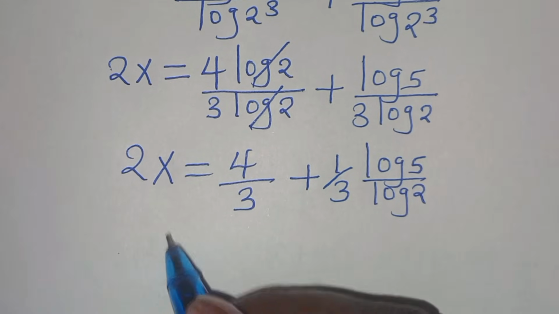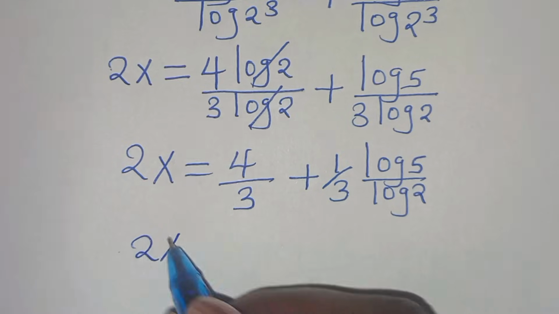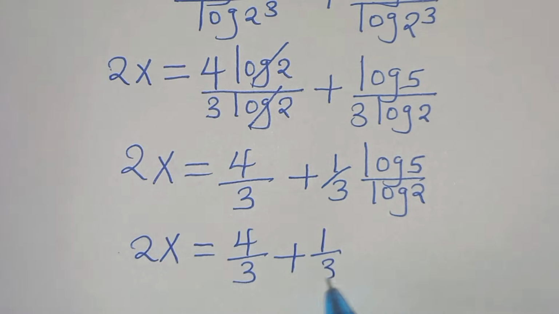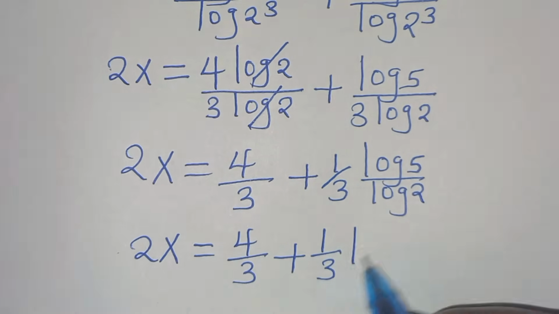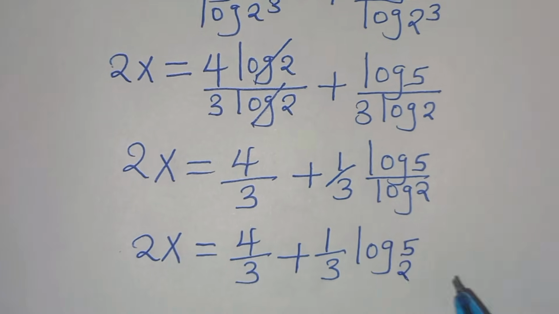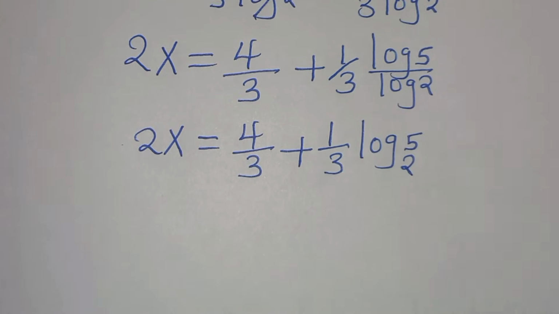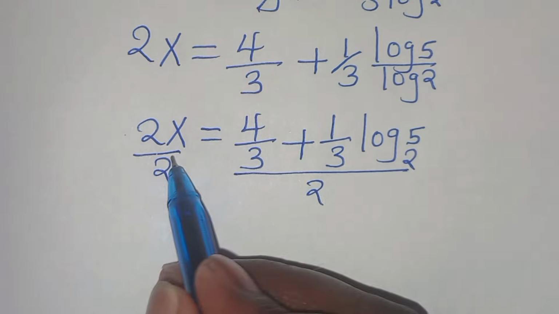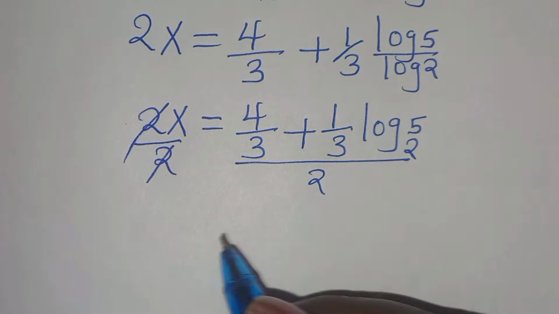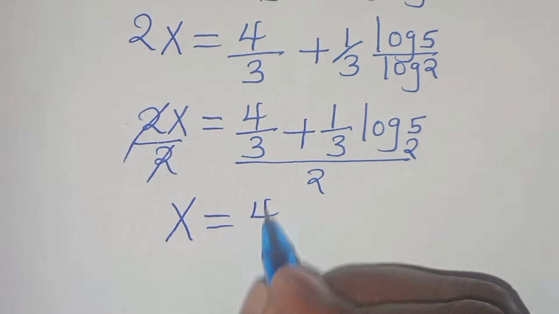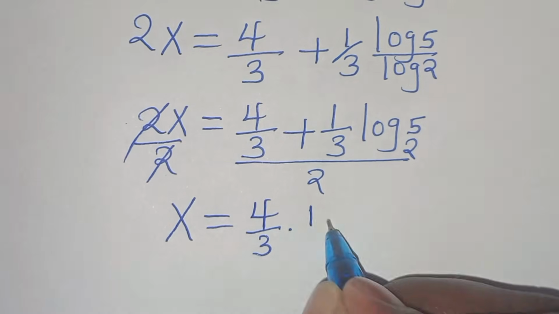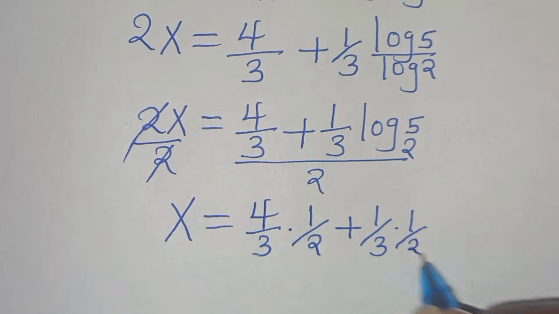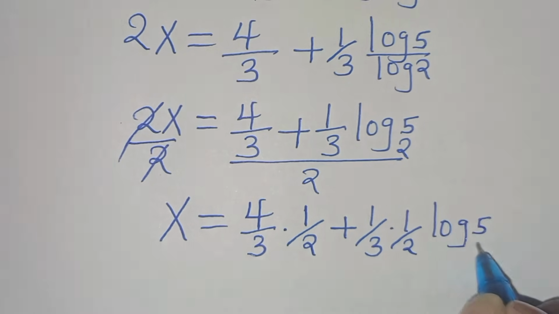Now, this is 2x. This is equal to 4 over 3 plus, now this is 1 over 3. Log 5 over log 2, this can be expressed as log 5 to base 2. Now, the next step is to divide both sides by 2, so that now 2 and 2 here simplifies. And this implies that we have x is equal to, this is 4 over 3 multiplied by a half, then plus 1 over 3 multiplied by a half, then log 5 to base 2.